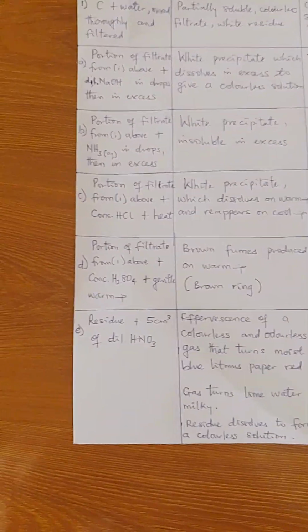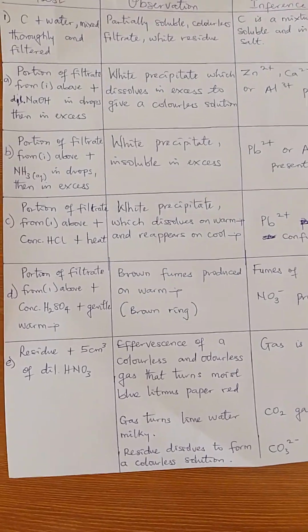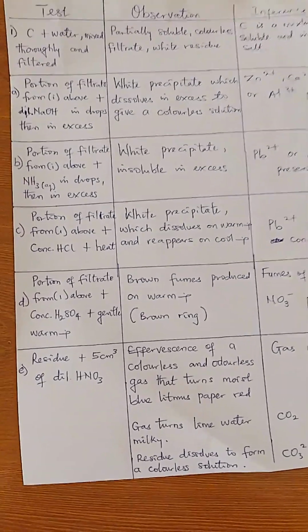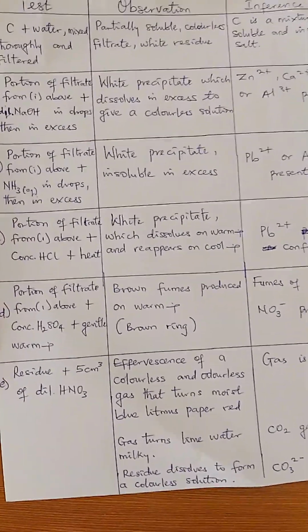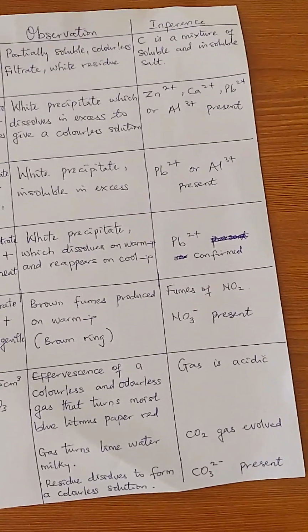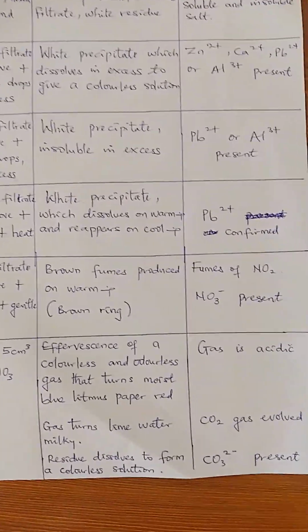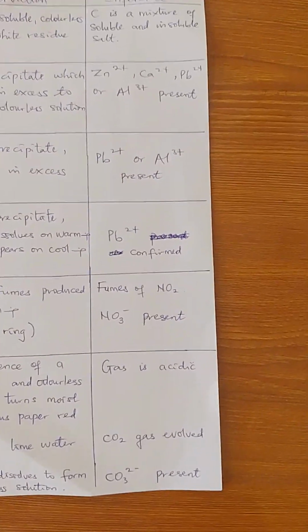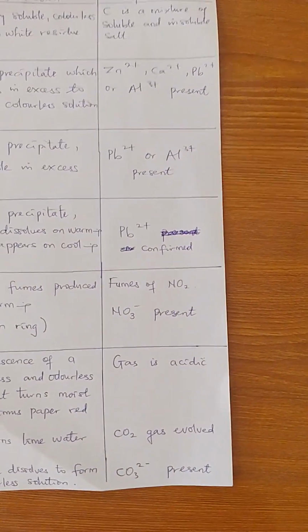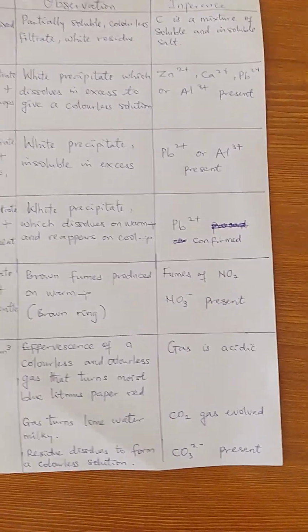All right. The next one is the portion of filtrate plus conc H2SO4 and gentle heating. You are going to observe brown fumes produced on warming. That's the brown ring that we have been talking about. And for the inference, you write fumes of NO2, NO3- present.